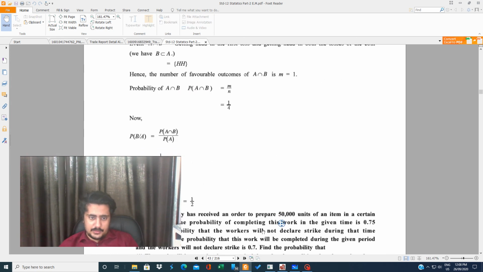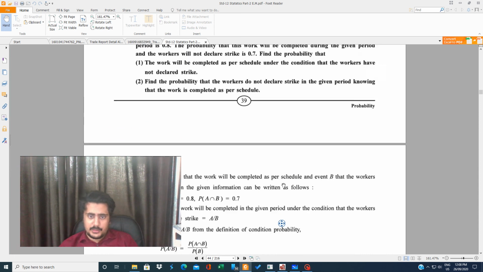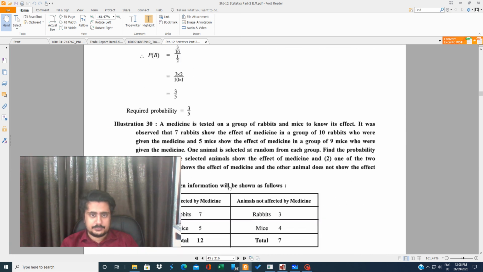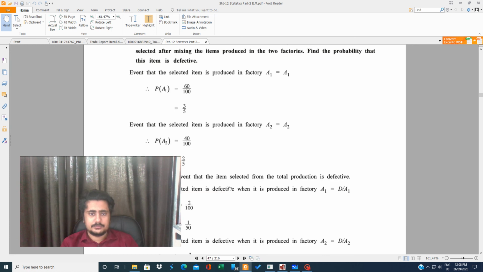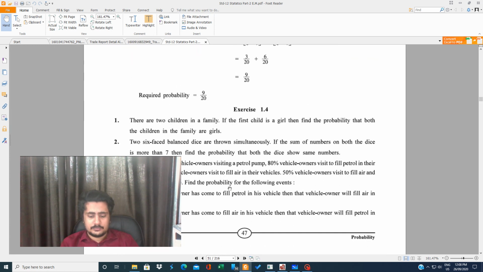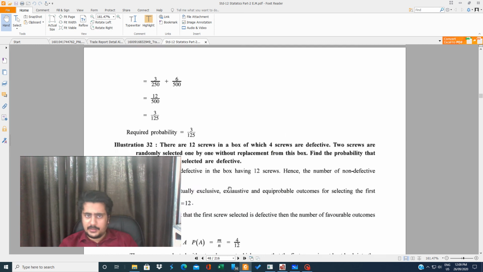Let us find the illustration, or we can do one thing. Yes, we are doing illustration and then we are coming to the exercise.